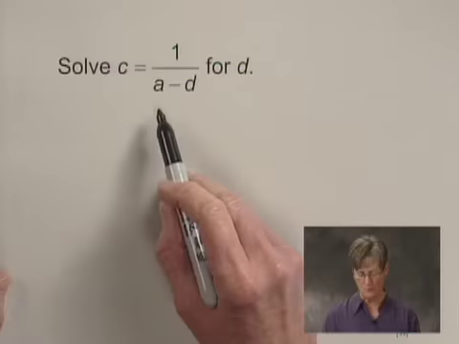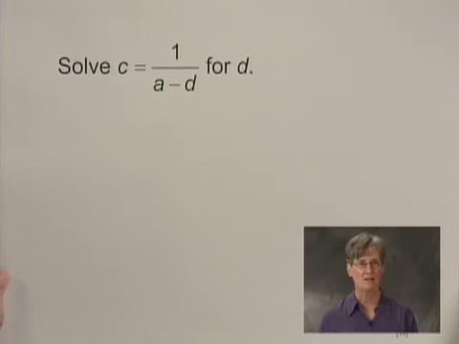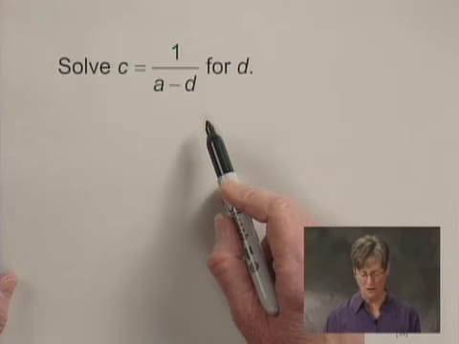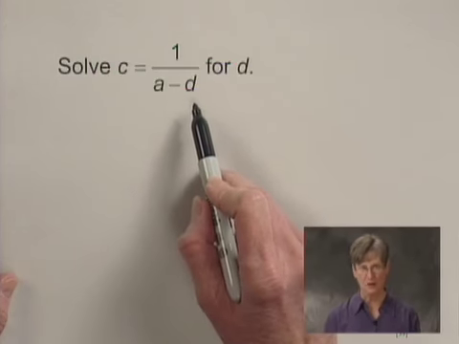We're going to solve a formula. The formula is C equals 1 over A minus D, and we're going to solve for D. Now, if you see a formula on a test, don't be intimidated by all of the variables that you see.